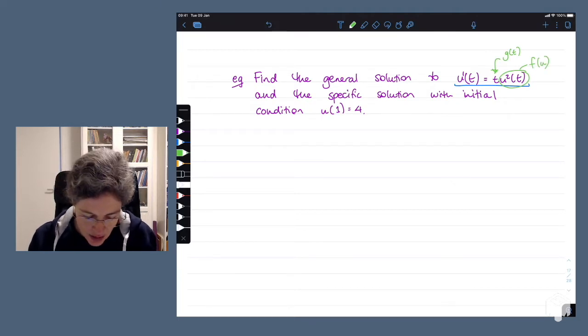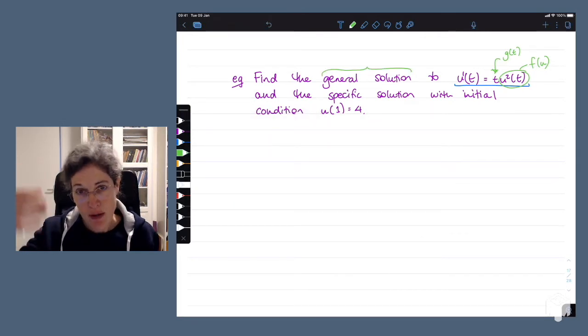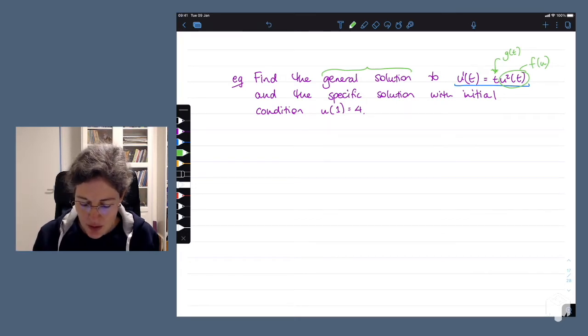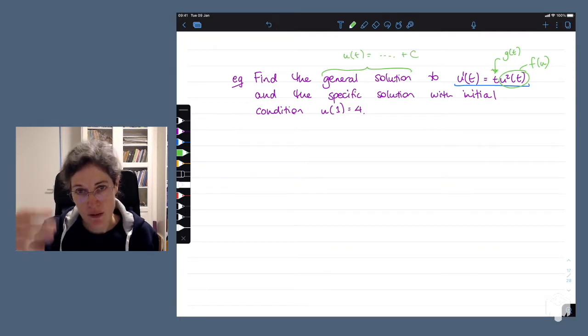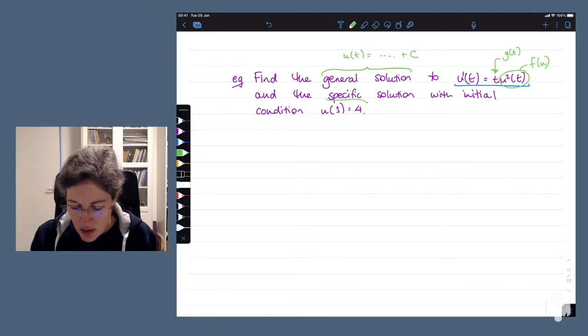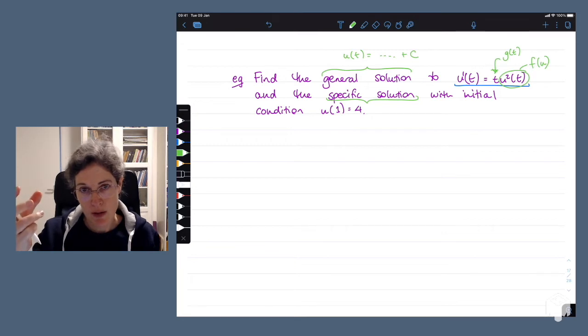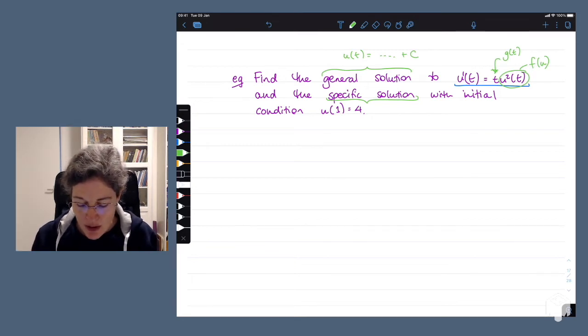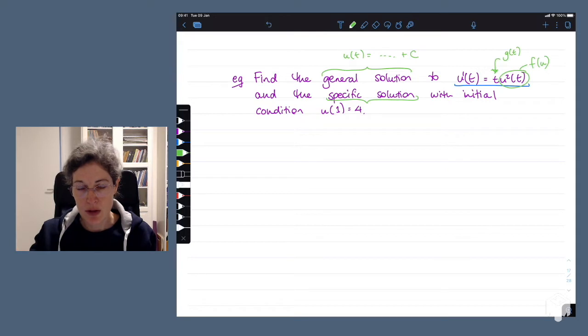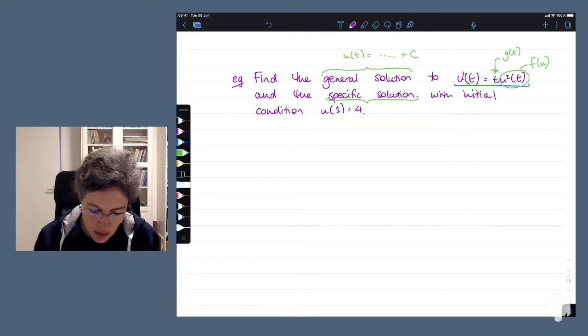Okay, and just terminology wise, general solution says we're finding the family of solutions. So this is where we're integrating and we're going to get a plus c. So this is going to look like u of t is equal to blah blah blah plus c. It gives us a family of solutions, and then the specific solution we can only find when we get given some information about which of the family we want to pick. So in this case, we want to find the specific solution which has the initial condition that when t is equal to 1, u is equal to 4. Okay, so we'll find the general first, then we'll plug in and we'll find the specific solution.